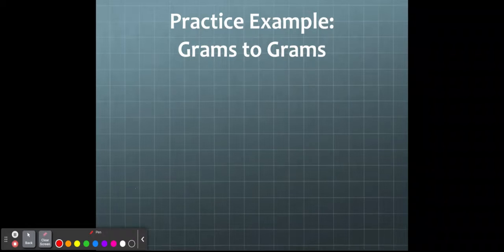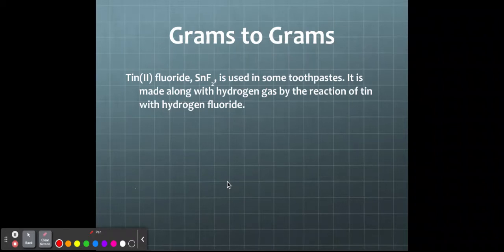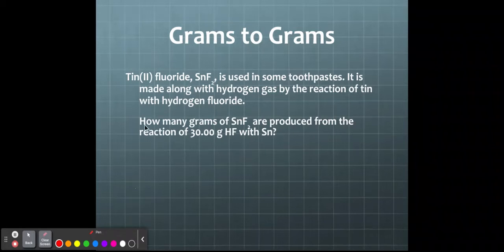Now let's look at another practice example. Same thing. Okay, we're not going to be adding so many steps this time. I just went over that really detailed, took a long time to do it, but let's look at another one so you can practice. Okay, so we have tin 2 fluoride, which is SnF2, is used in some toothpastes. It is made along with hydrogen gas by the reaction of tin with hydrogen fluoride. Okay, so the question is, how many grams of SnF2 are produced from the reaction of 30 grams hydrogen fluoride with tin?